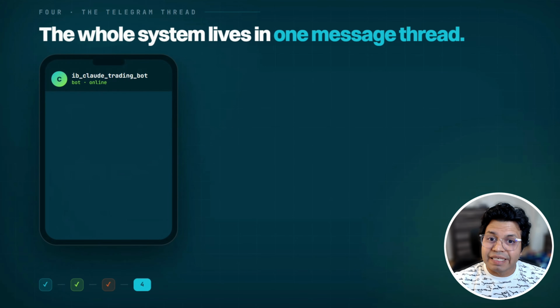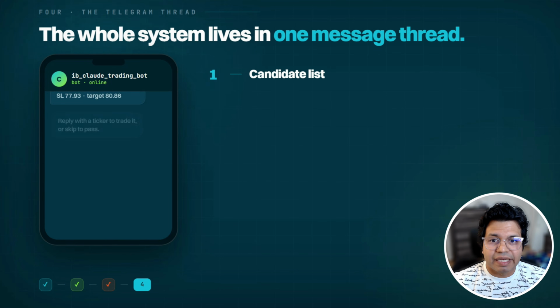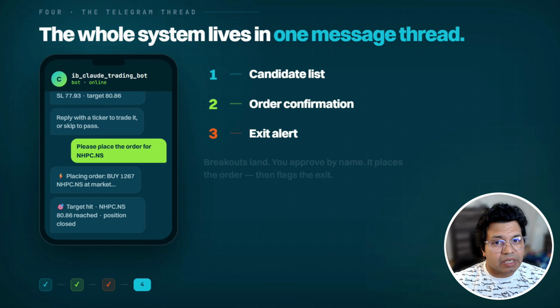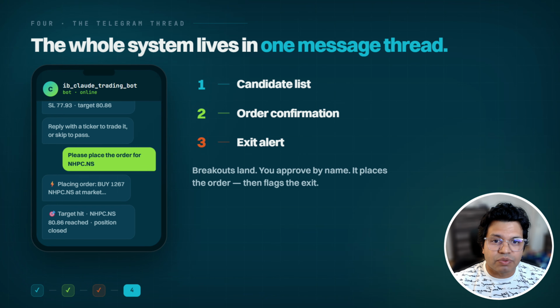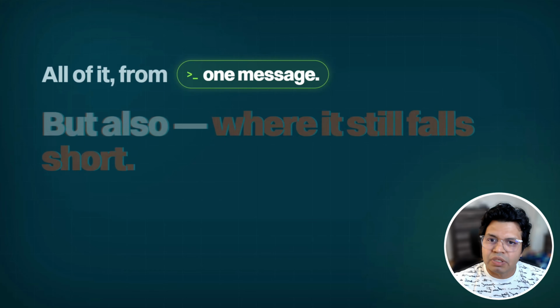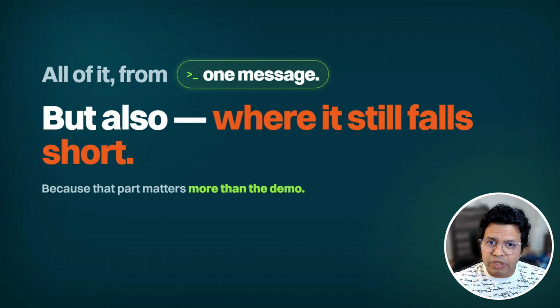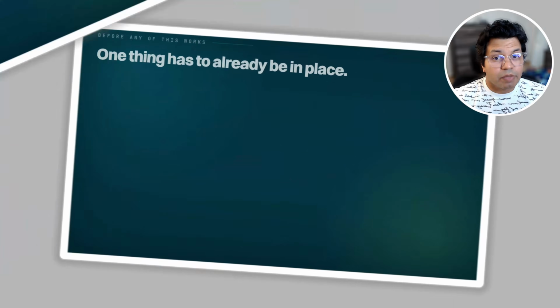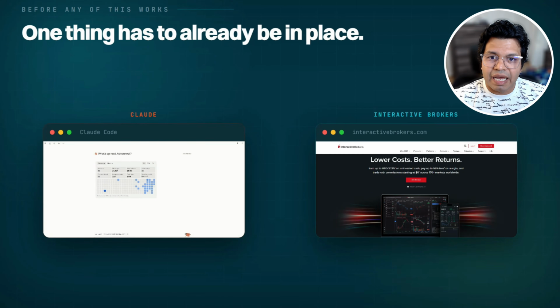And number 4, the exact Telegram conversation, the candidate list, the order confirmation, the exit alert, because that little message thread is where this whole system lives. And by the end of this video, you will have watched all of it come together from one prompt. But I'm going to tell you honestly where it still falls short, because that part matters more than the demo. But before any of this works, one thing has to already be in place.